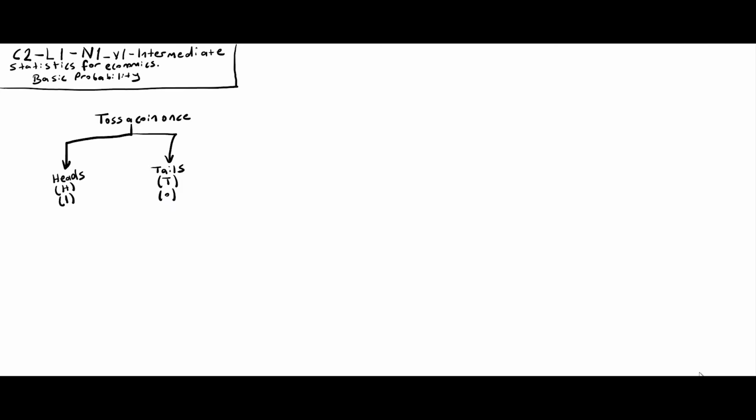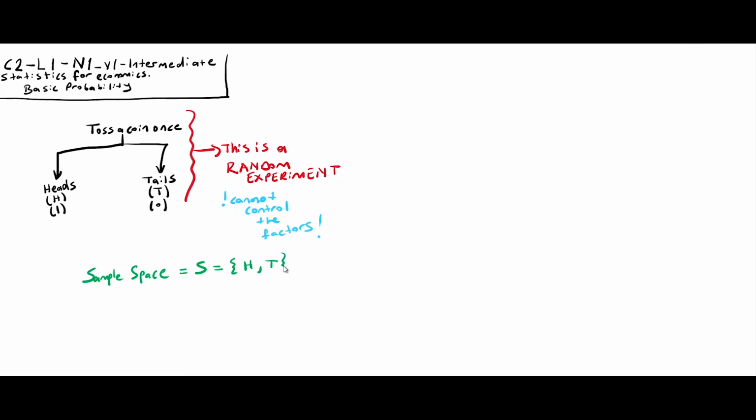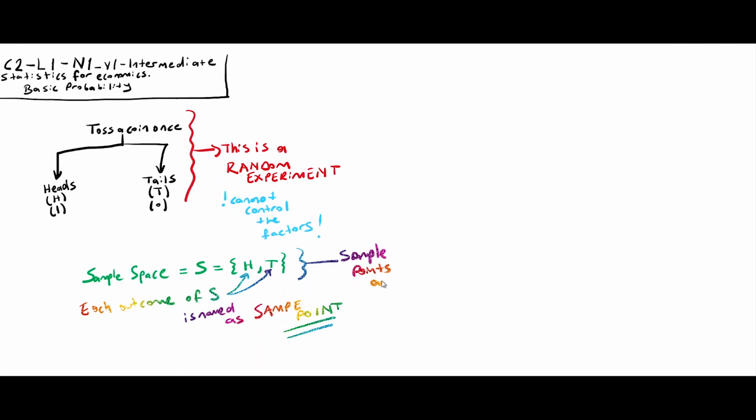Now let me introduce an important term for probability theory, that is the sample space, or capital S, which includes all possible outcomes of a random experiment. This experiment is an example of a random experiment because we cannot control the factors which may affect the result of the experiment. The sample space S of this experiment includes H and T, while each of the elements of the sample space S is called a sample point.